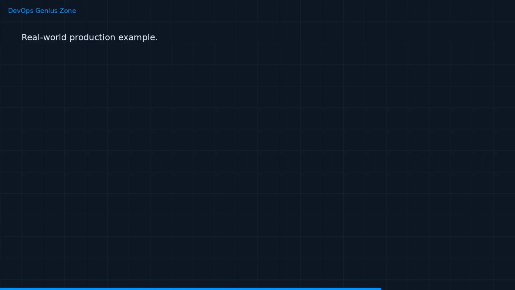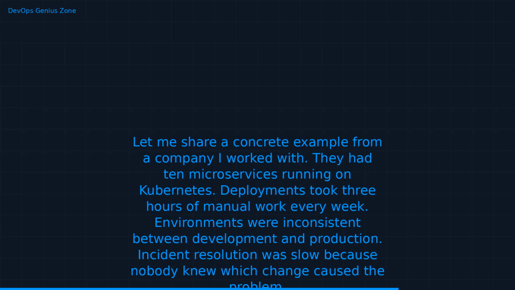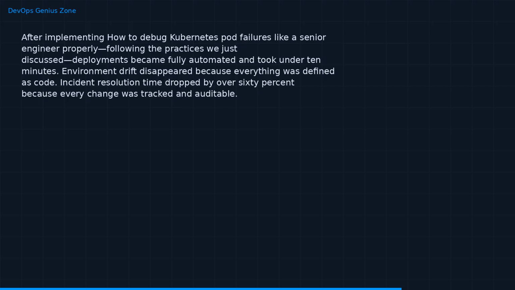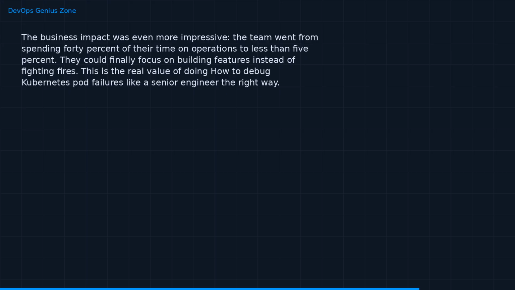Real-world production example. Let me share a concrete example from a company I worked with. They had 10 microservices running on Kubernetes. Deployments took 3 hours of manual work every week. Environments were inconsistent between development and production. Incident resolution was slow because nobody knew which change caused the problem.